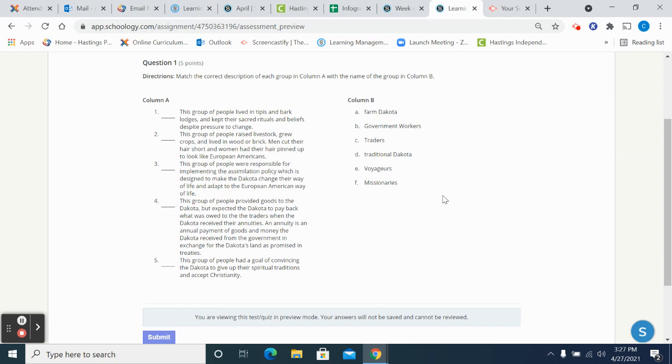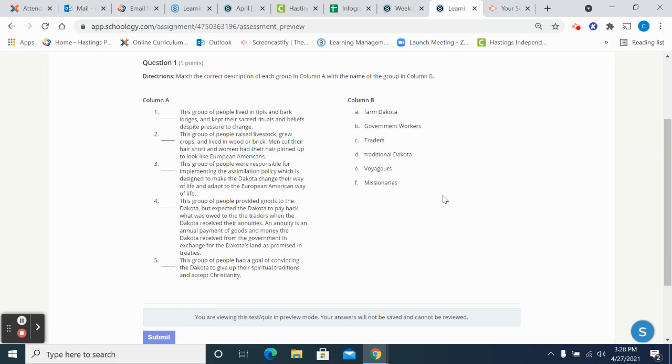Number 4, this group of people provided goods to the Dakota, but expected the Dakota to pay back what was owed to the traders when the Dakota received their annuities. An annuity is an annual payment of goods and money the Dakota received from the government in exchange for the Dakota's land, as promised in treaties. One thing I'll point out about this description, sometimes an answer to a question appears within that same question or appears in a different question. So I think I pretty much gave you enough time. You are correct. The correct answer is C, traders.